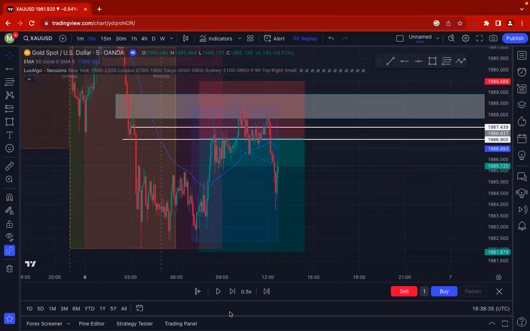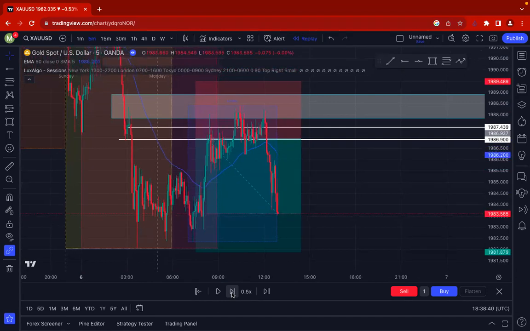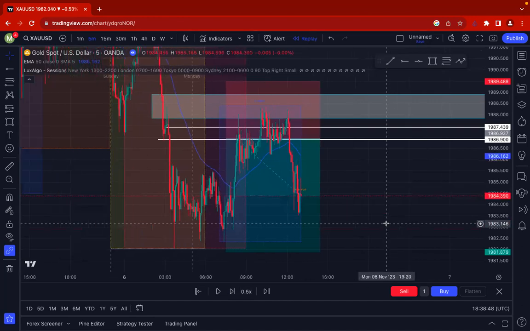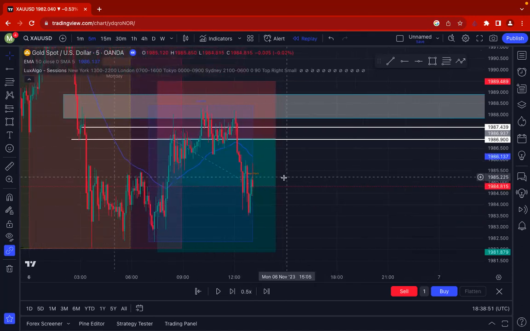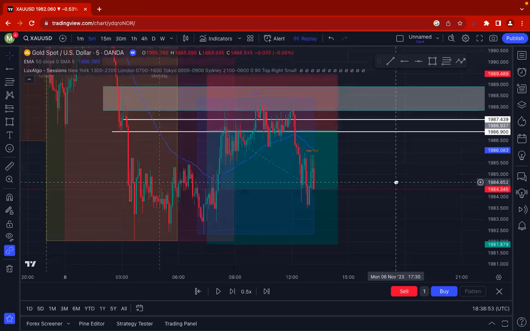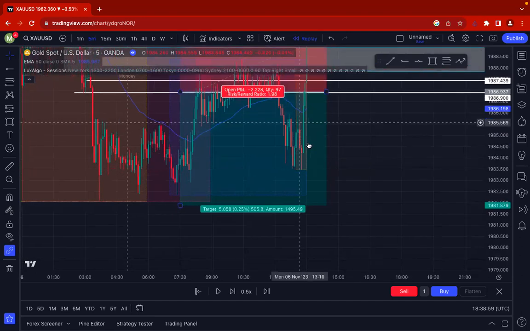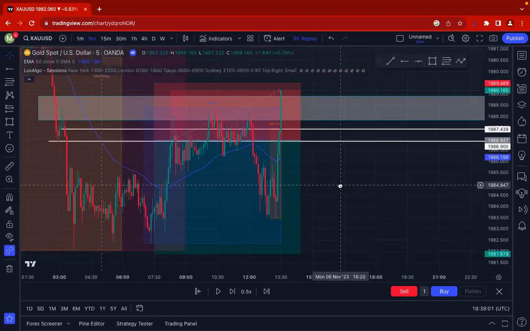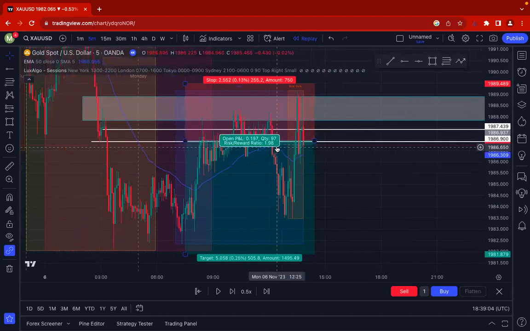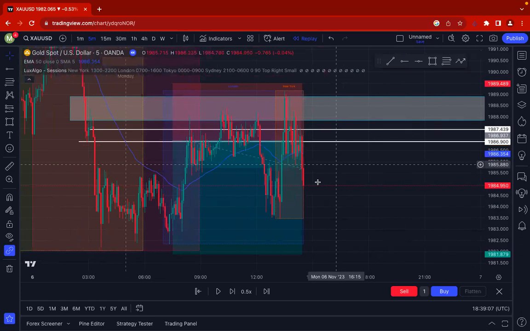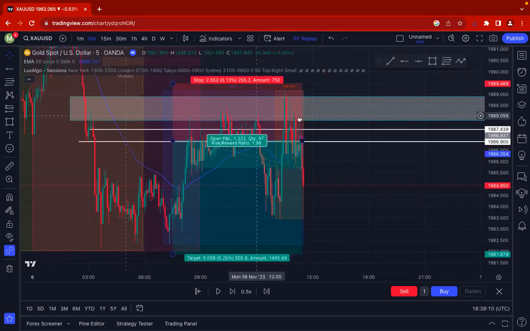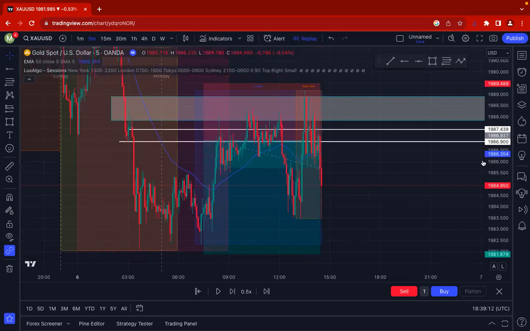This is London session here. You can see that the volume is coming from London session, dropping and going all the way, hitting my take profits. And you can see here, this is the opening of New York session. So after this drop, at the opening of London session, you have another drop here that is coming from New York session. So New York session, you can see gold still came back to this level, right? Gold came back to this level.